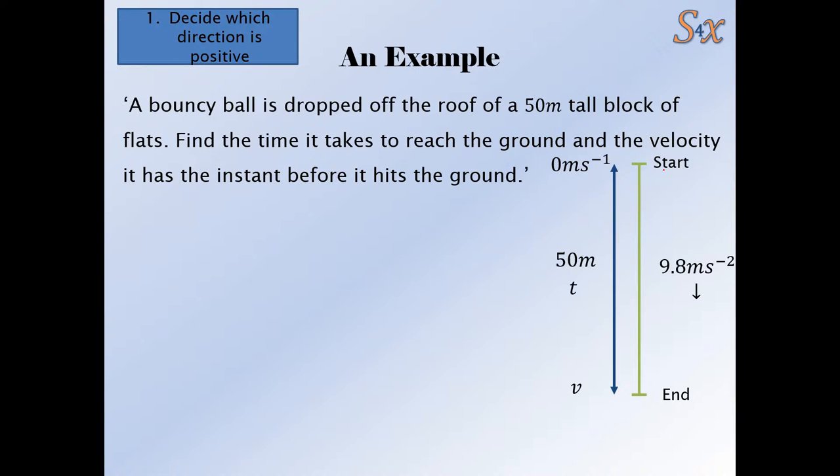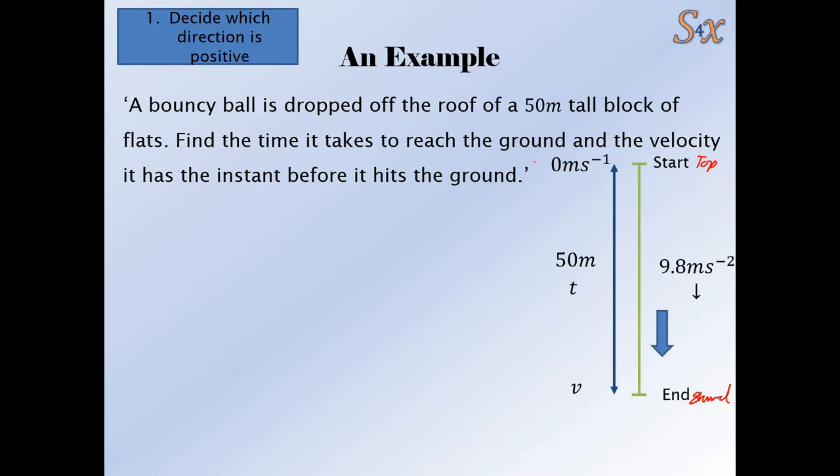Here's an illustration of the motion. Here's the top of the building, and here's the ground. Now, as I said right at the start, it doesn't matter whether you choose upwards or downwards as positive. You just have to be consistent in the way you apply it through the question. You'll find it actually makes no difference. All the negative signs will cancel themselves out, but you have to consistently apply the sign convention, otherwise you'll get problems. I'm going to choose downwards as positive because that's the direction the ball's moving in.